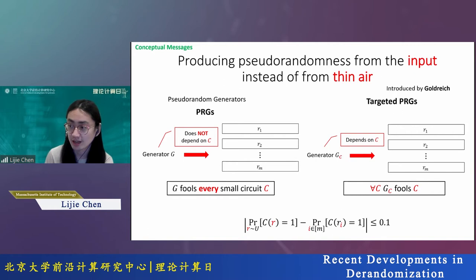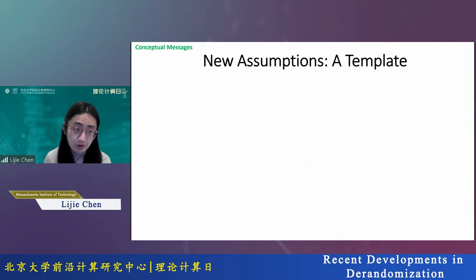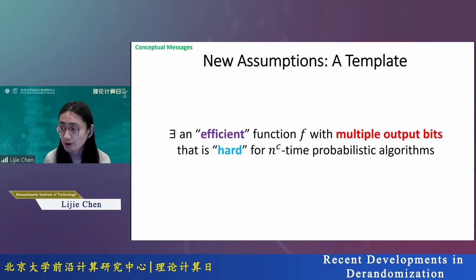Let's take a quick look at what our new assumption is. Essentially, we are saying that there exists an efficient function f with multiple output bits, so f can be mapping n bits to n bits, that is hard for n to the c time probabilistic algorithms. What efficient means and what hard means will depend on context.